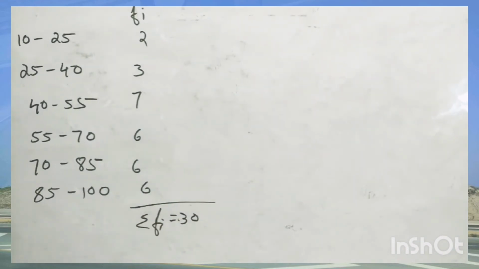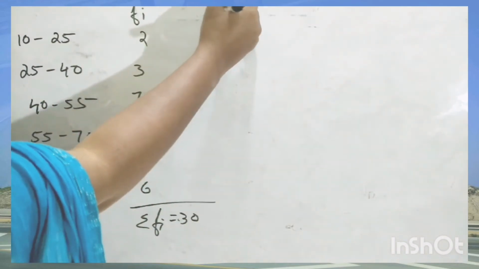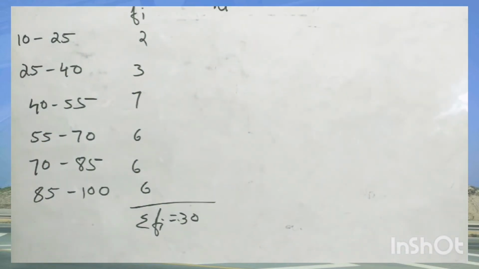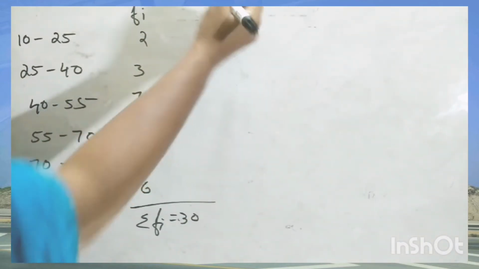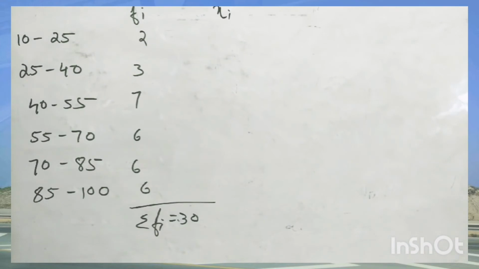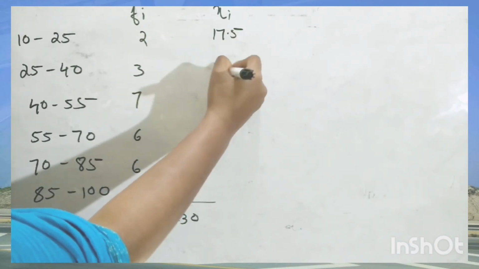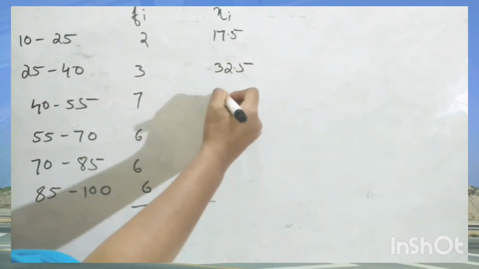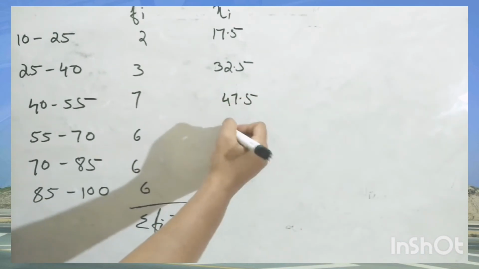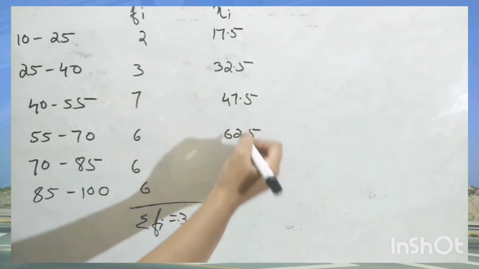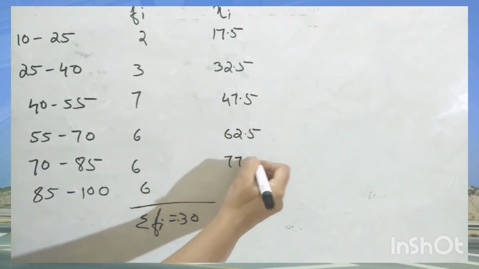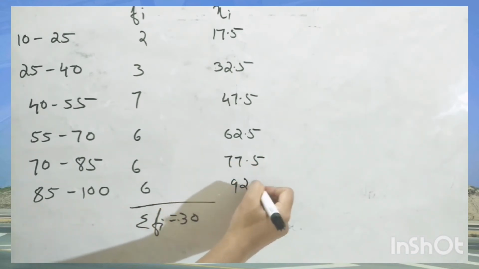Now xi means class mark, lower limit plus upper limit divided by 2, and that we will get as 17.5, 32.5, 47.5, 62.5, 77.5, and 92.5.